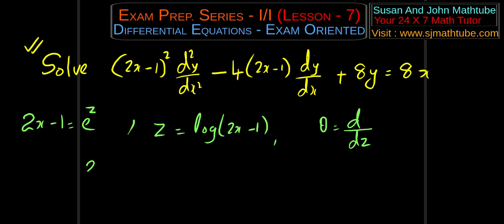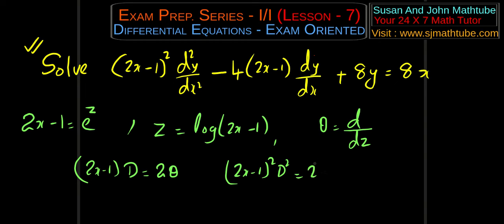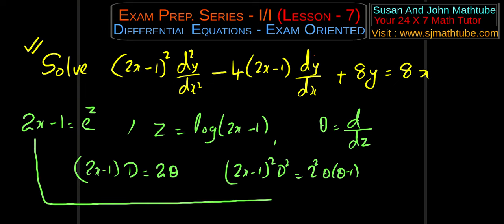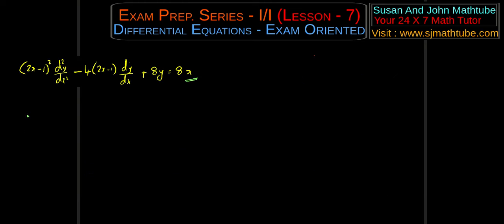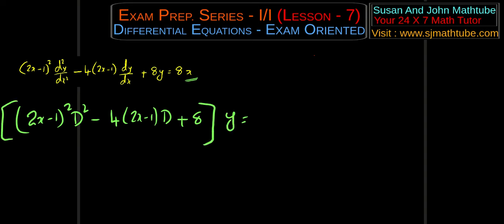And then we write 2x minus 1 into d is equal to 2 theta. 2x minus 1 the whole square into d square will be 2 square theta theta minus 1. Now I hope you understood. And one more very important thing. We had to extract the value of x from here so that we can substitute on the right hand side. So that's not a big deal. X is equal to e power z plus 1 the whole divided by 2. Simplify this. This will be 2x minus 1 the whole square. And this is d2y minus 4 into 2x minus 1. So this is dy plus 8 of y is equal to 8x.